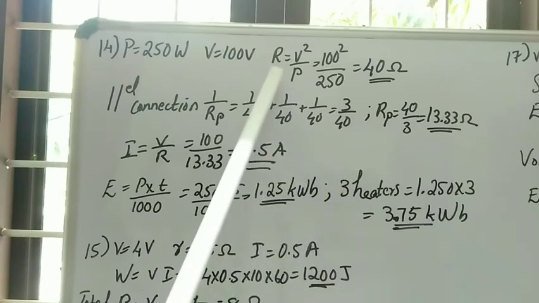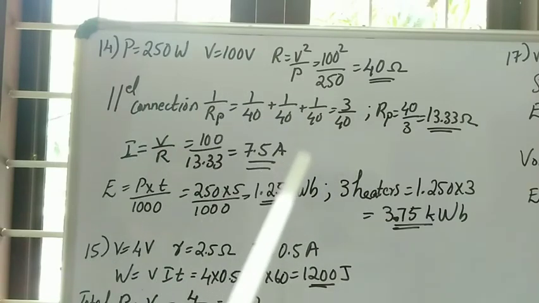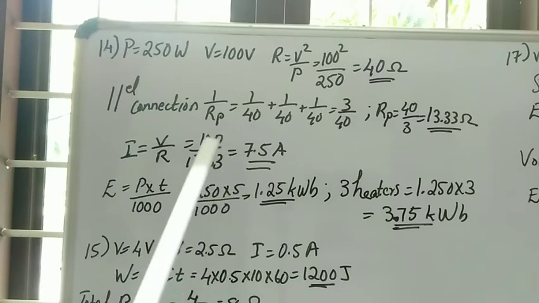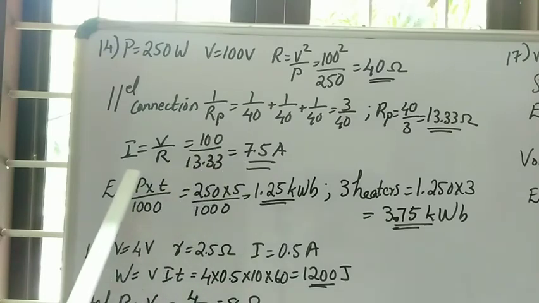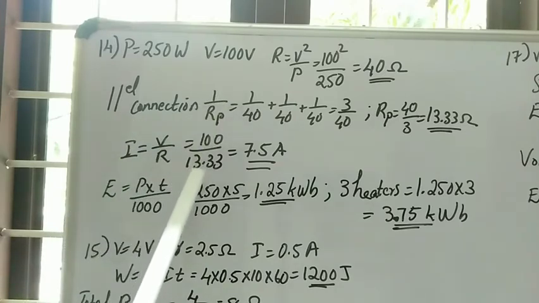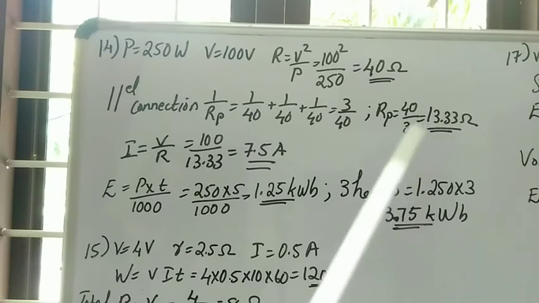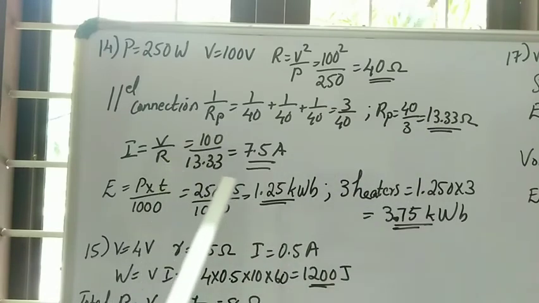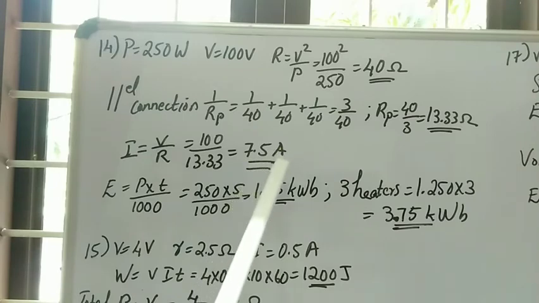Now, if the voltage and resistance are known, the next general physical quantity to be found is current. I is equal to V by R. Voltage is 100 and resistance, when all three are connected, is 13.33. When you divide it, you will get the current in the circuit as 7.5 ampere.